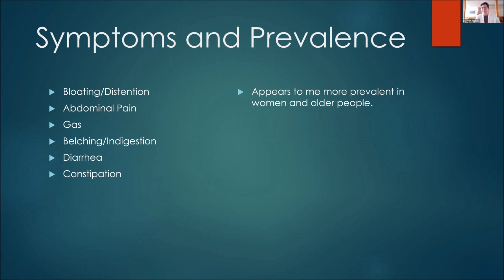So, the bottom line is SIBO is not easy to diagnose or easy to definitively determine whether you have this versus another gastrointestinal problem, because the symptoms overlap so much from one diagnosis to the next. Now, what is the prevalence of SIBO? Well, it's tough to determine a definitive prevalence because this is not an easy diagnosis in the first place. But the prevalence appears to be more prevalent in women and also in older people.